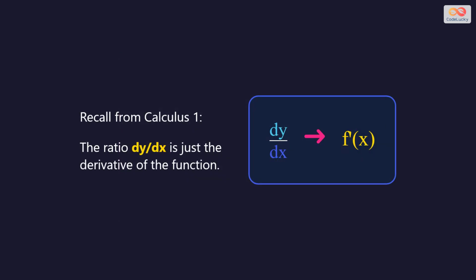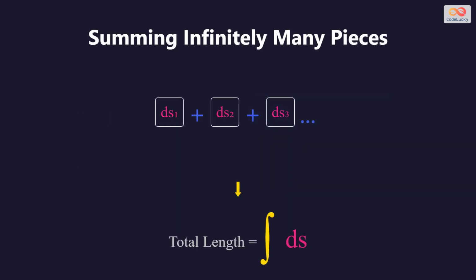This should look familiar. The ratio dy over dx is just the derivative of the function, which we write as f prime of x, so we can replace that fraction with the derivative. We have found the length of one tiny piece, ds. To get the total length of the curve, we need to sum up all these tiny pieces. In calculus, summing infinitely many tiny things is done using the integral.